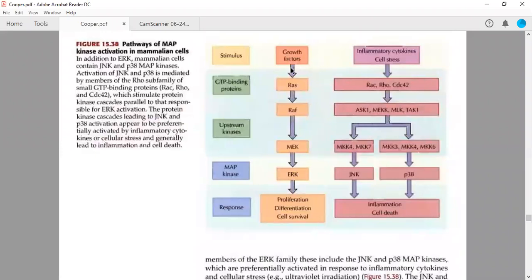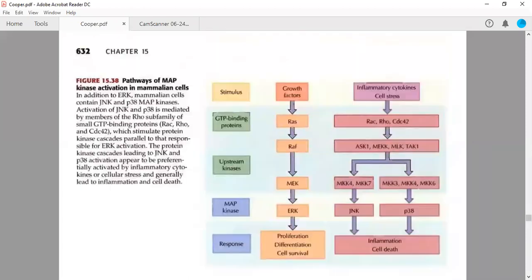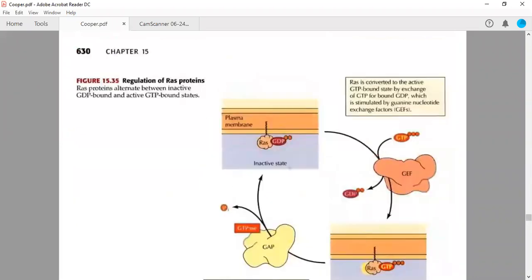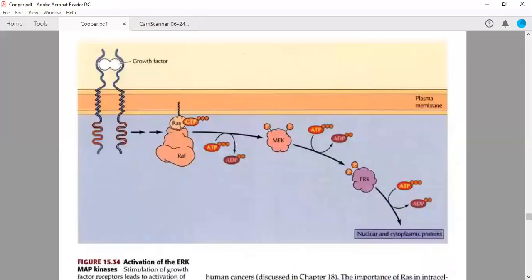So see here, this growth factor is activating the RAS protein. RAS protein is a G protein, actually a GTP binding protein. Then it will activate RAF, MEK, ERK. ERK is actually the MAP kinase, and this MAP kinase will go inside the nucleus and will control certain genes.